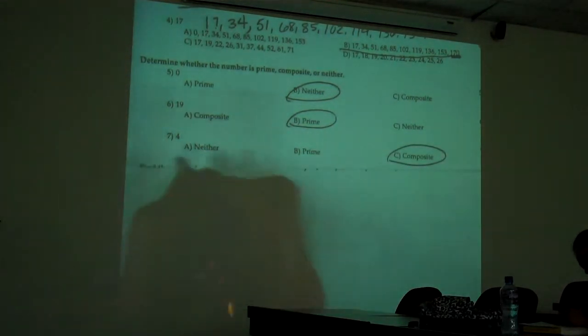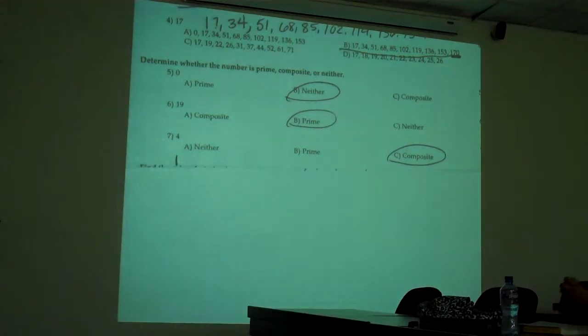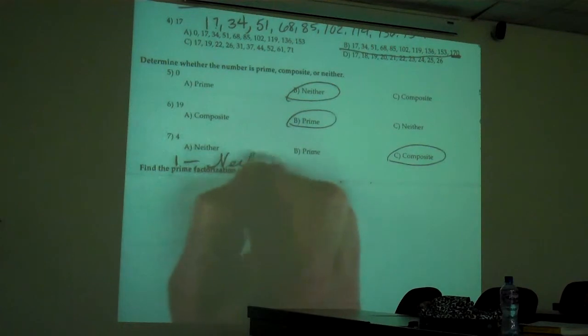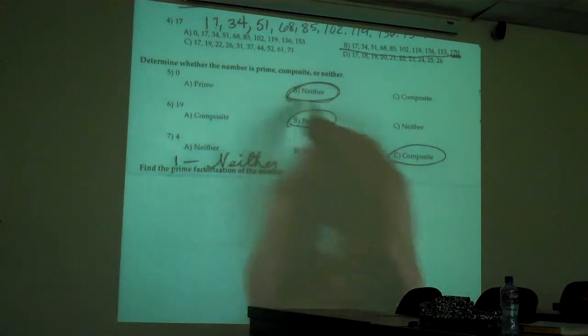What if it has a number 1? Is that prime, composite, or neither? Neither. 1 is also a neither. Okay, so 0 or 1 will be neither.